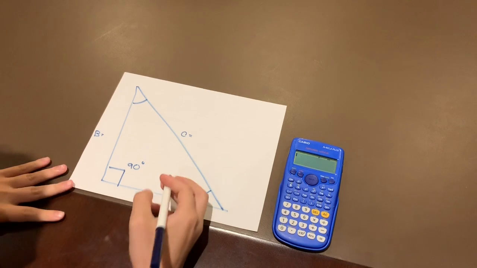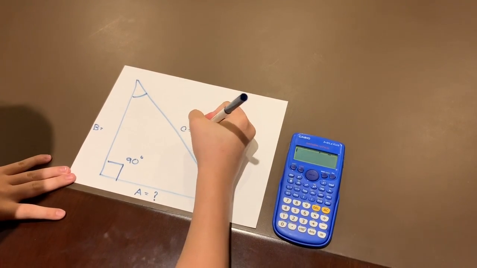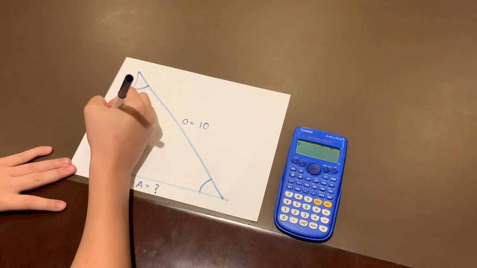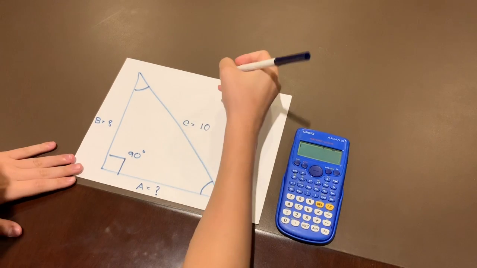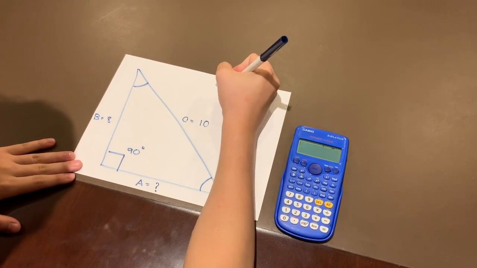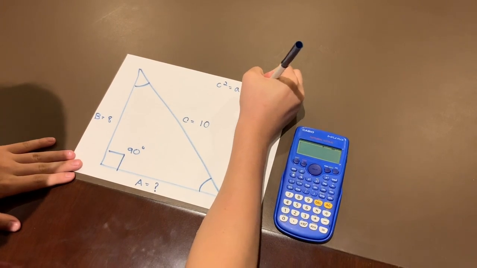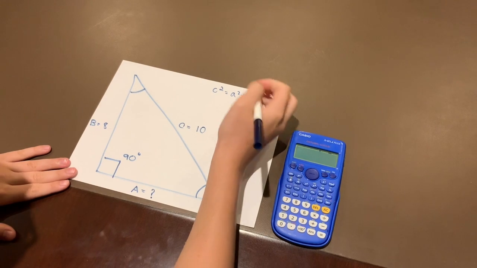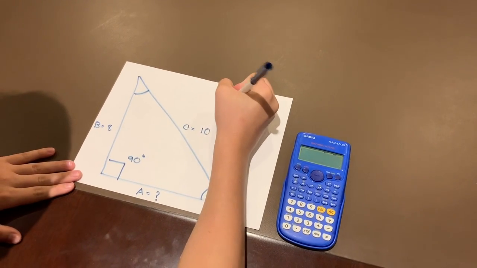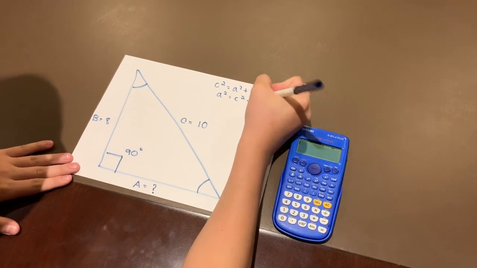So in this problem, we're going to find letter A. Let's suppose that letter C is equal to 10 and that letter B equals 8. So we're going to use the same formula of the Pythagorean theorem, which is C squared equals A squared plus B squared. But since we're trying to find A, we're going to change the formula. And the formula will give us A squared equals C squared minus B squared.